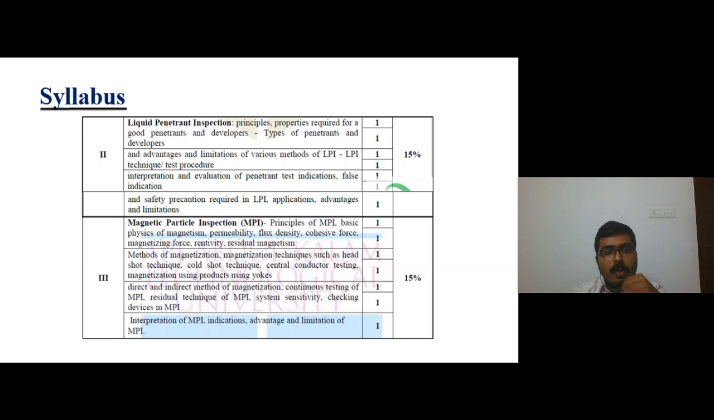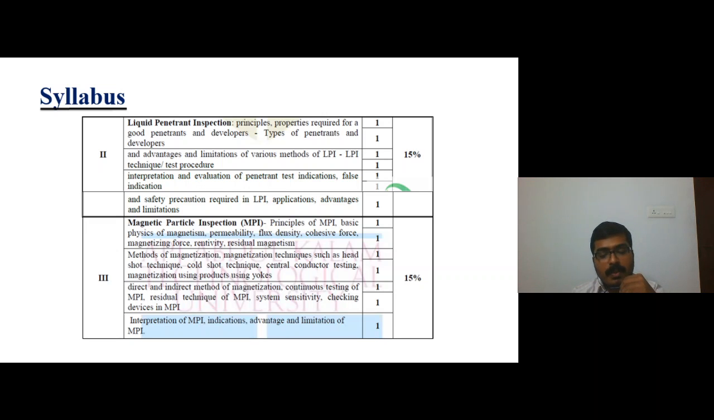Then it will be followed by the second module, which is liquid penetrant inspection, where a particular liquid penetrant will be used in order to detect the surface defects in a particular material. Again, it will be followed by magnetic particle inspection, wherein we will be using the source of magnetism or electricity as well as magnetic particles in order to identify the defects.